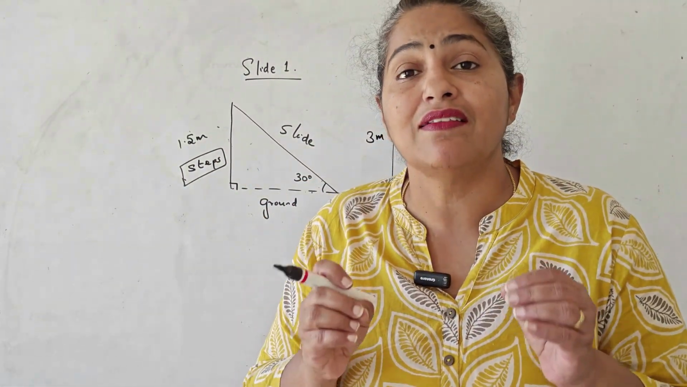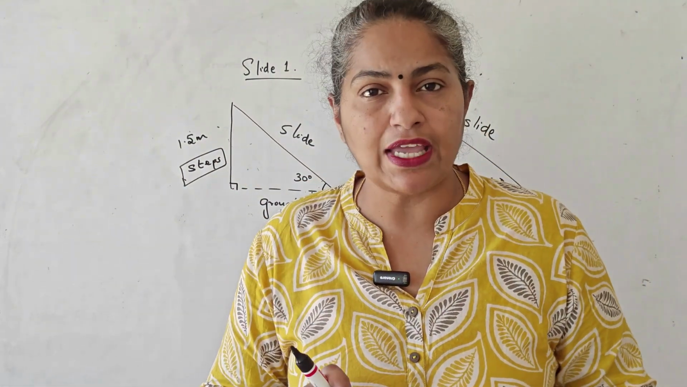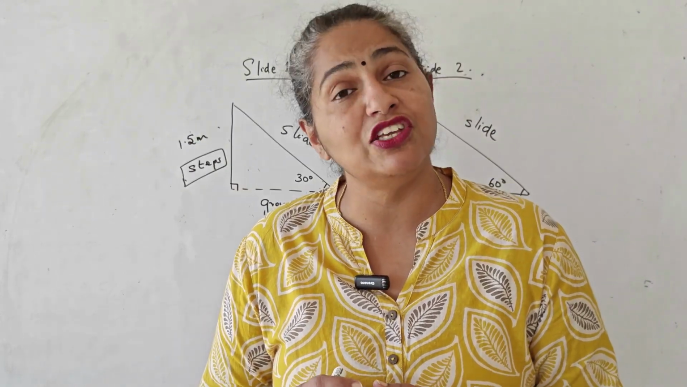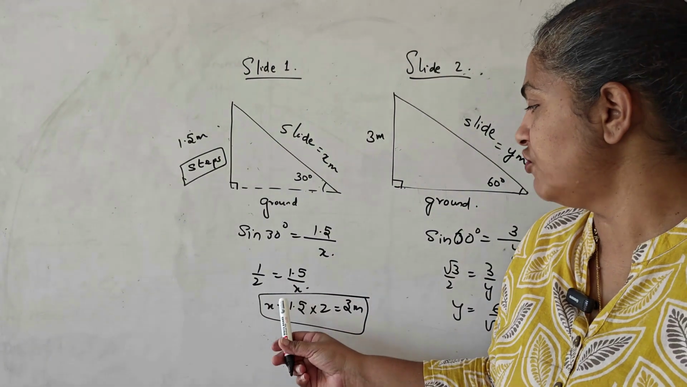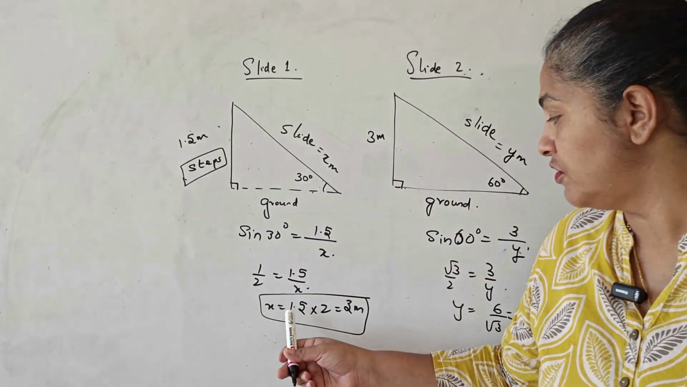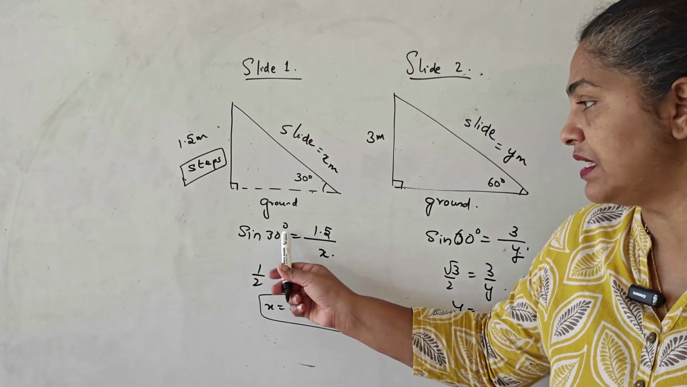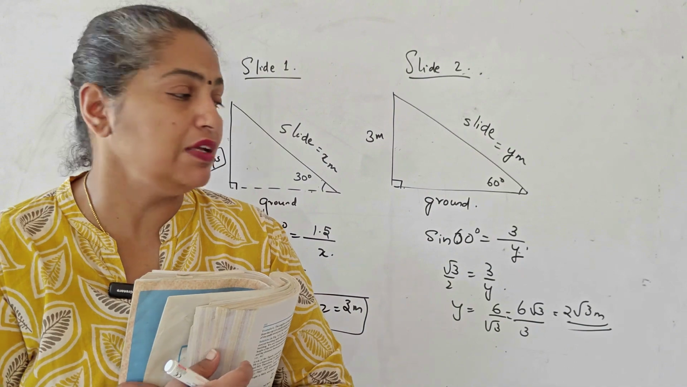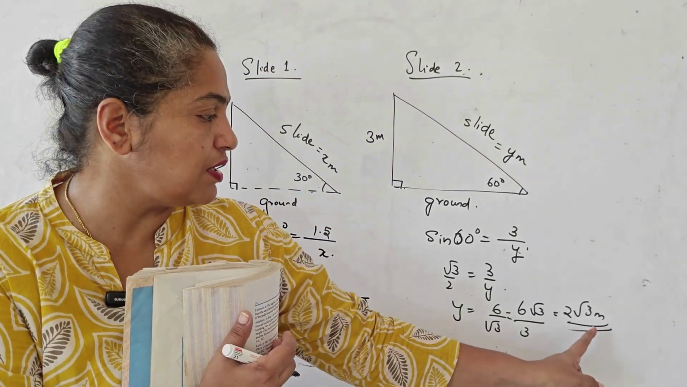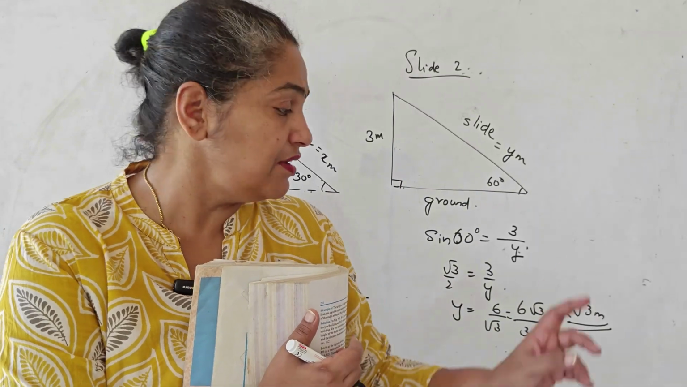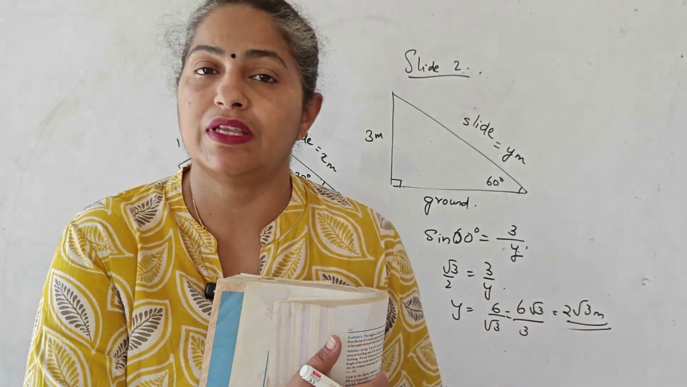So we take sine 30. Now let us do the calculation, very basic, and figure out the length of the slides in each case. From the calculation, I have taken the length of the slide in the first case as x meters, and by taking sine 30 I have gotten 3 meters. In the second case, I have taken the length of the slide as y meters. I am getting 6 by root 3, so I told you to rationalize it, and it becomes 2 root 3 meters.